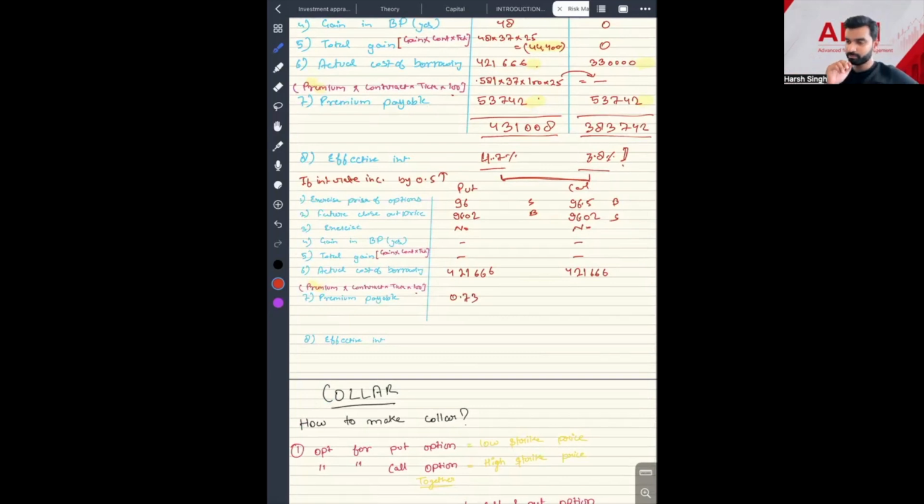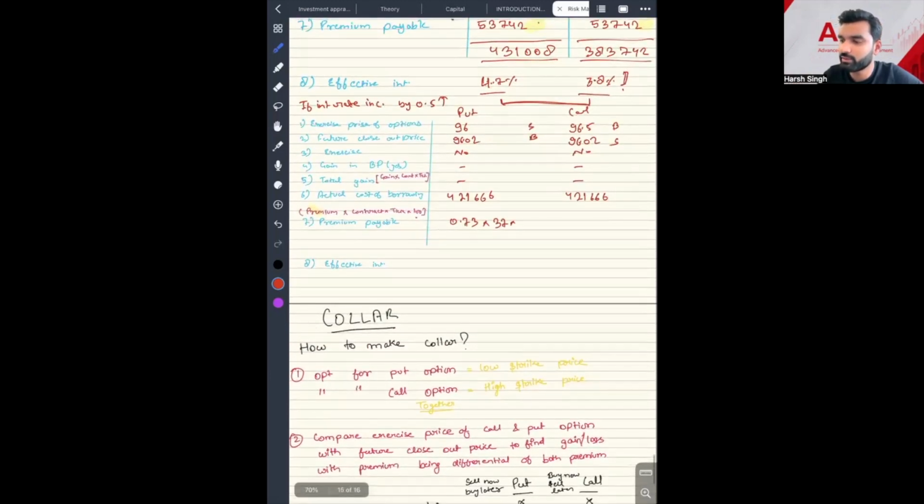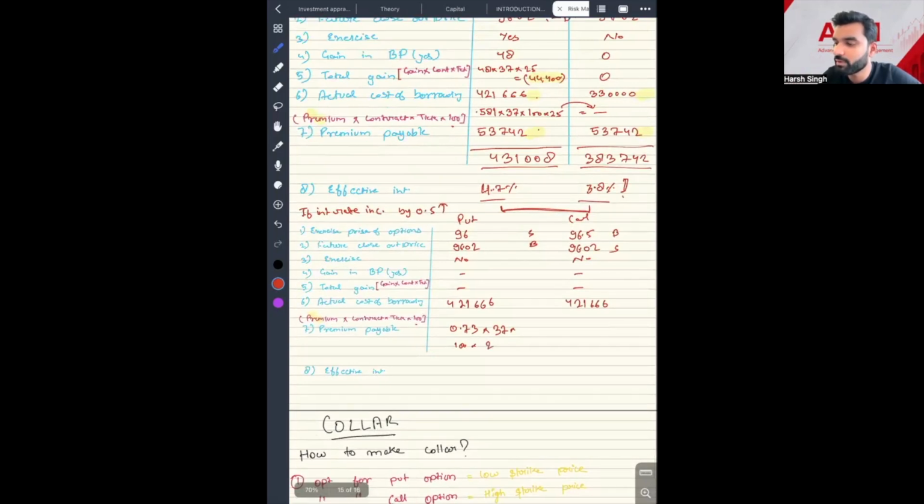0.073 multiplied by contract size, that is how many contracts? 37. Again, everything is the same. Spot into tick, 100 into tick is given as 25. Right? So we don't have to do a lot of things here. Same, we have the amount over here and we can find out the effective interest. Then you have to again solve for if interest rate decreases by 0.5.